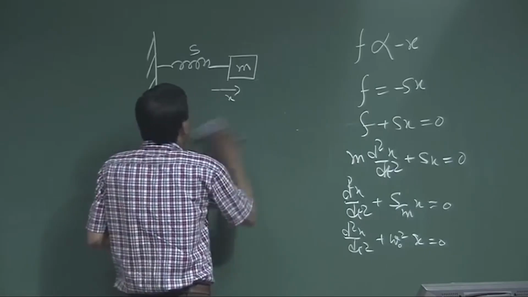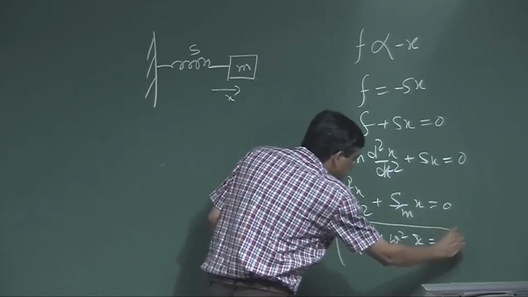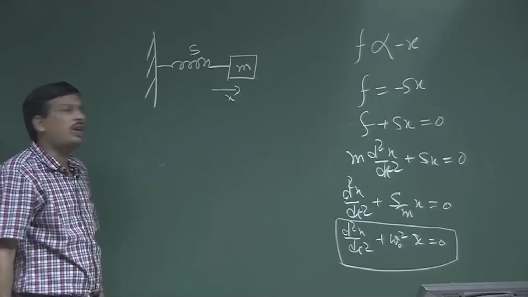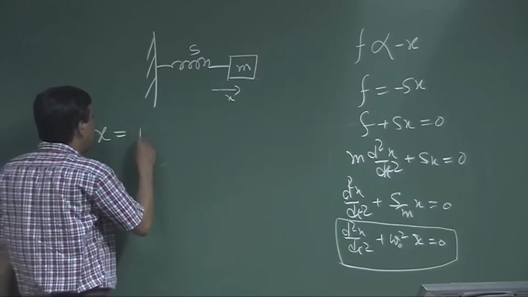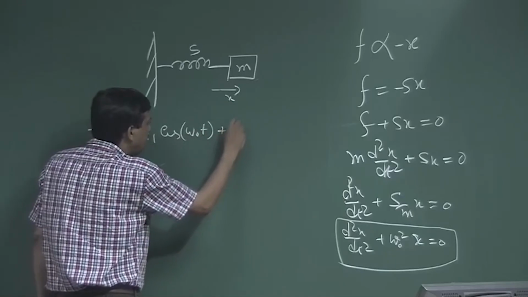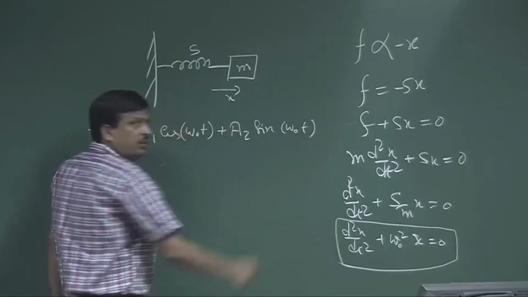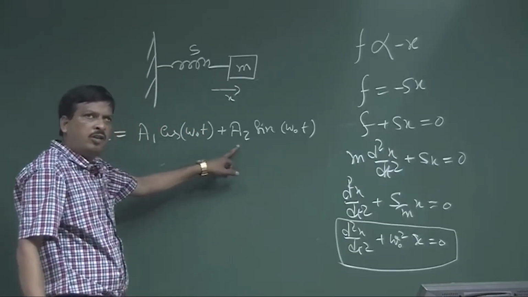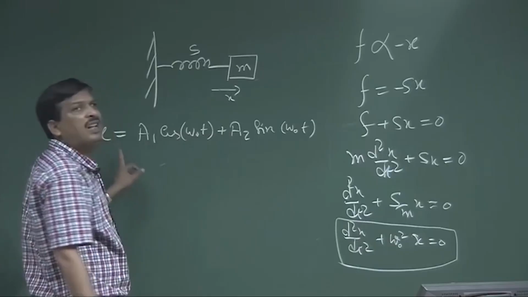Now, forget about this part. Now, come on here. This is nothing but a second order differential equation. If I want to solve this second order differential equation, there is a general solution for the displacement x, which is a1 cos omega 0 t plus a2 sin omega 0 t. This is the complete solution of the differential equation, where a1 and a2 are arbitrary constants. We do not know the values of a1 and a2. How do you get the arbitrary constant values? By putting the initial conditions.